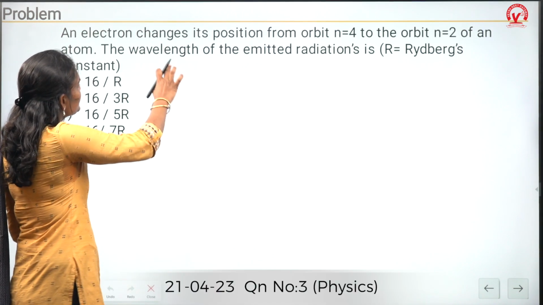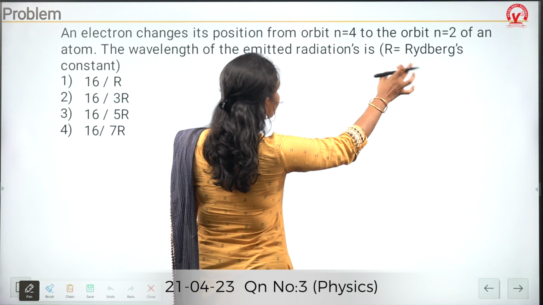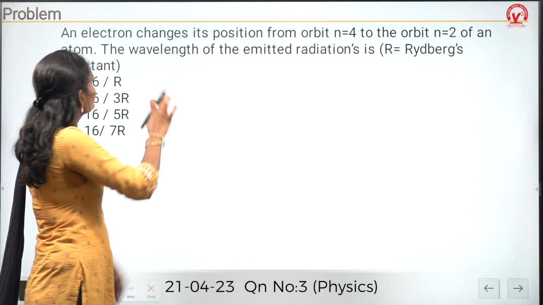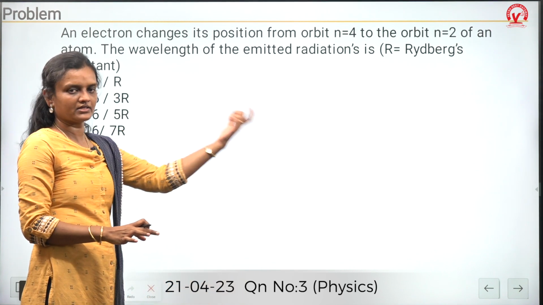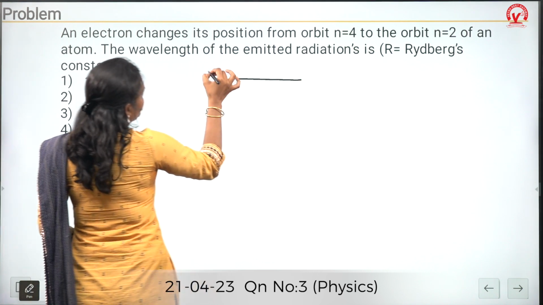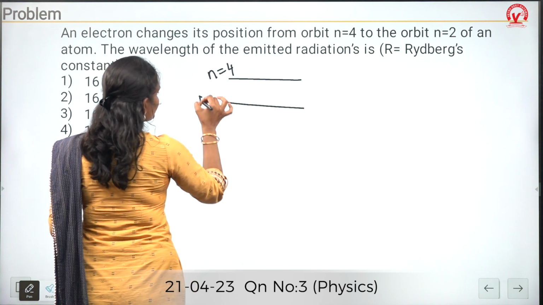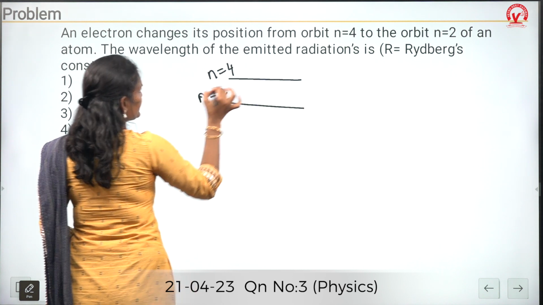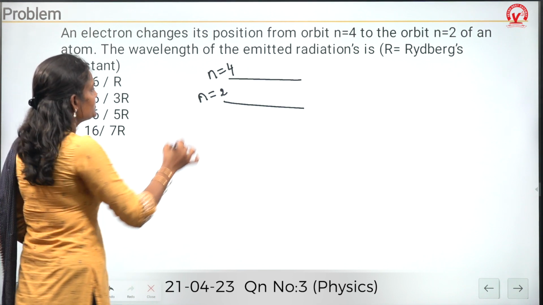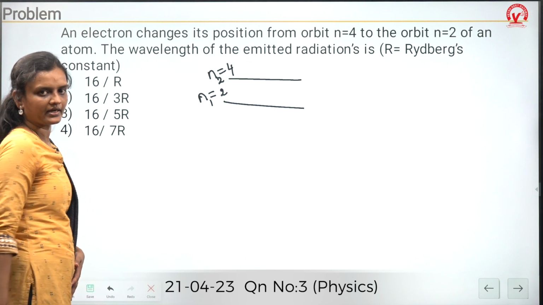An electron changes its position from orbit n is equal to 4 to the orbit n is equal to 2 of an atom. The wavelength of the emitted radiation is? So here they have given n is equal to 4, upper energy state as 4, and n is equal to 2, lower energy state as 2. So this is n1 and this one is the upper energy state, we are going to take that as n2.